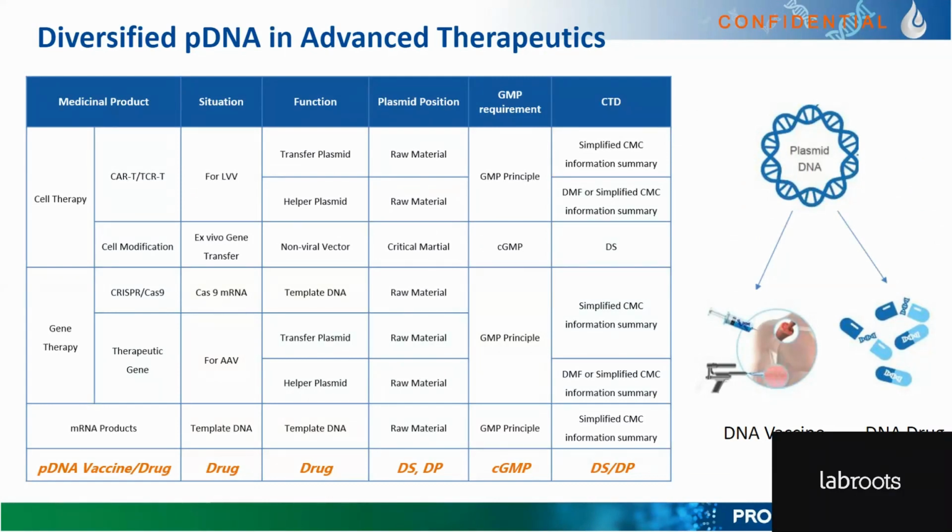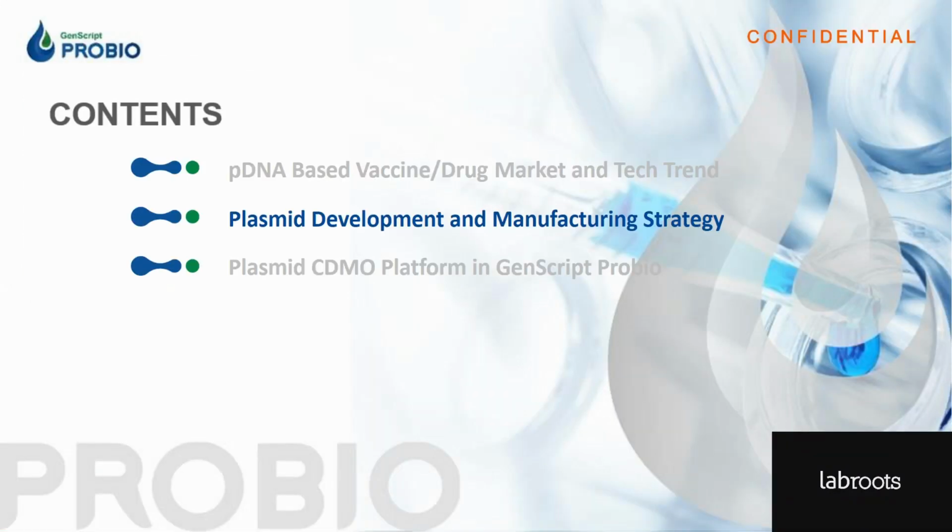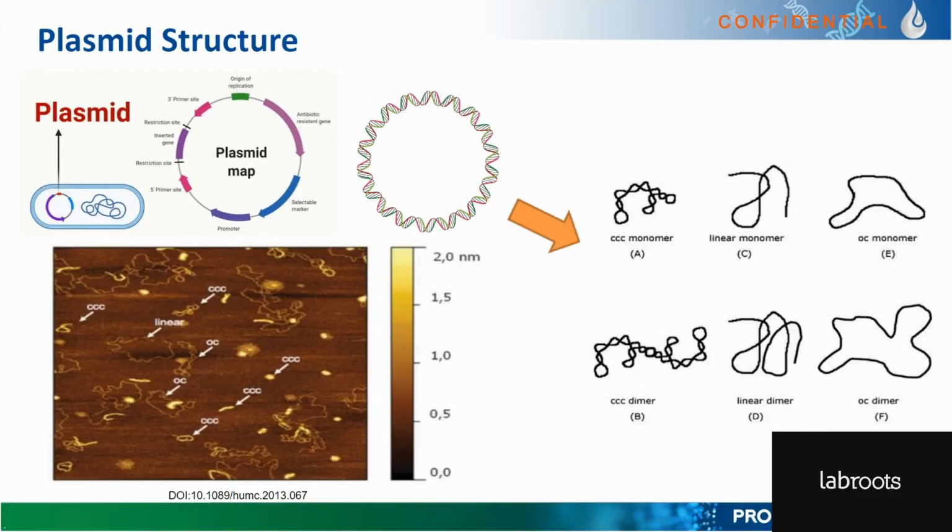Plasmids are of the utmost importance in the development of advanced therapeutics. They serve as a key raw material in the manufacturing of LVV or AAV for cell and gene therapy drugs, while also serving as the pDNA vaccine drug product. Today, that's what we are going to focus on. Next, we will discuss the plasmid development and manufacturing strategy.